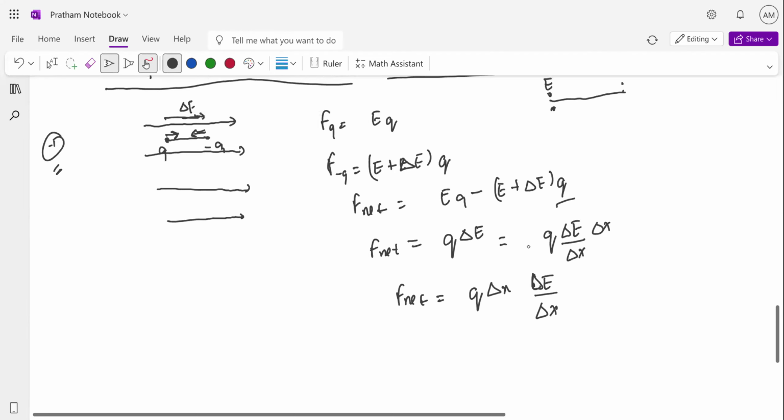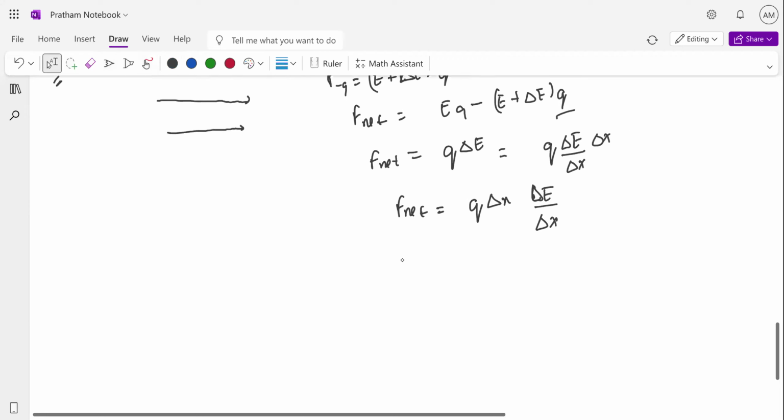If you see carefully, this delta is basically the difference of this part, and this delta X is nothing but the distance between 2 points. Charge multiplied by the distance of the dipole gives me nothing but the dipole moment. So I can replace this with the dipole moment, right? So what I got is F net equals dipole moment p multiplied by delta E divided by delta X. This is what it is. Clear? In magnitude, basically, just remove the vector part and put the same into the magnitude.